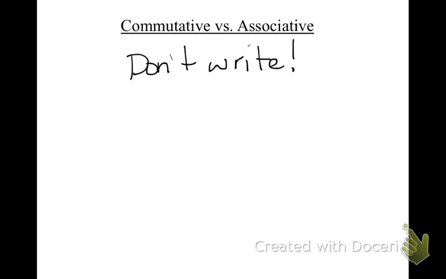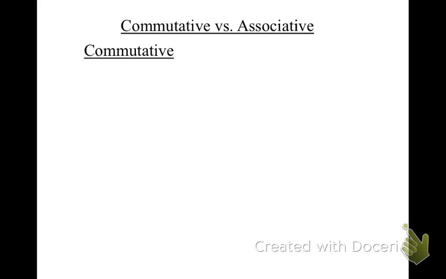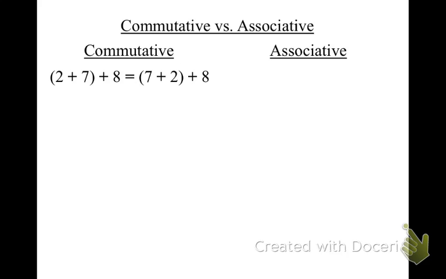So for this next part, don't write it down. We're just going to be walking this through. When dealing with the commutative, and we're dealing with the associative, remember, with the commutative property, what did I do? I started with a 2 and a 7, and I flip-flopped it to a 7 and a 2. That's all we're doing. We're flip-flopping.